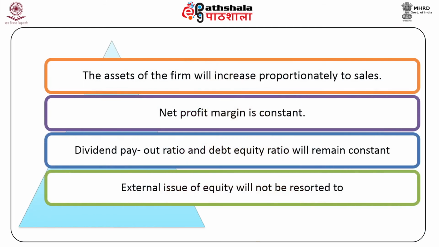The assets of the firm will increase proportionately to sales. The net profit margin is constant. Dividend payout ratio and equity ratio will remain constant. External issue of equity will not be resorted to.